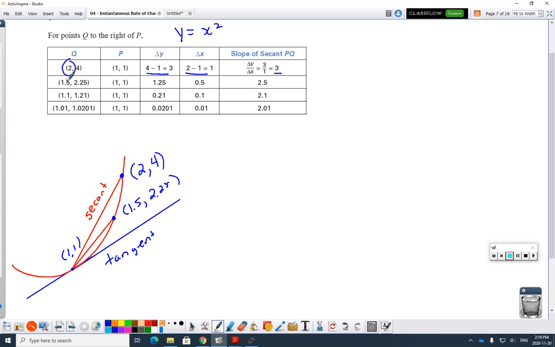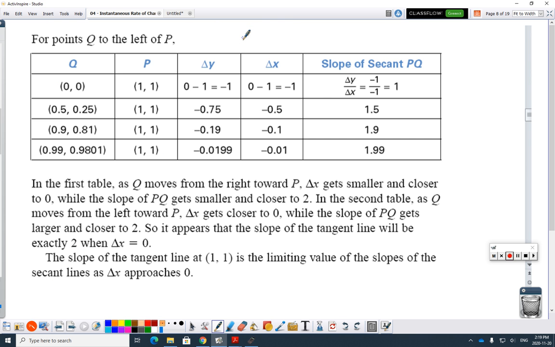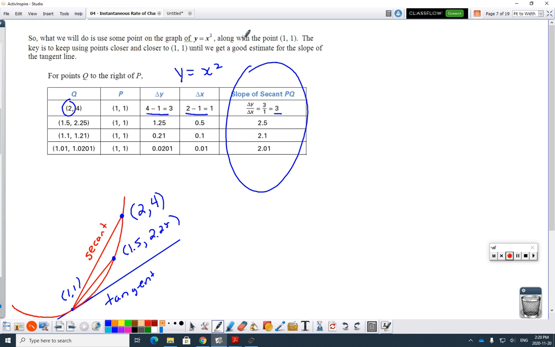Now that you can look at the table and see everything I've done, can you look at that column and say, I think I know what the answer is? Yeah? Our first estimate was 3. Our second estimate was 2.5. Then we got a better estimate of 2.1. Then it's 2.01. Are you willing to go out on a limb here and guess what you think the slope actually is at x equals 1? It looks like it's heading towards 2. Okay?